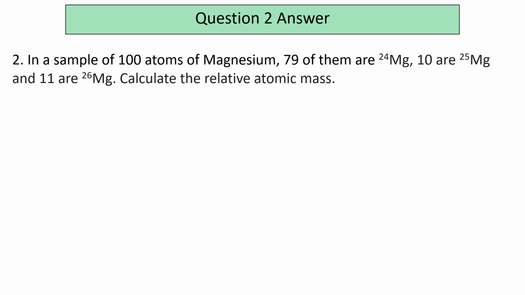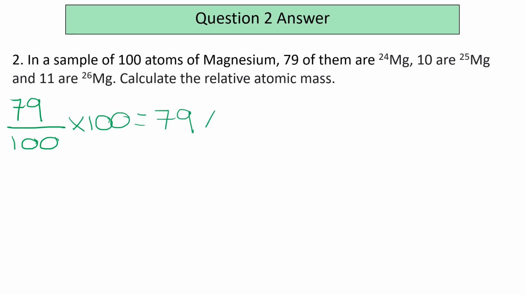Question 2 is phrased a little bit differently. It says, in a sample of 100 atoms, 79 of them exist as one type of isotope. So we need to work out its percentage abundance. So what it's saying is that out of 100 atoms, 79 of them exist as one type of magnesium. So 79 out of 100 as a percentage, we simply can work it out like this, and we get 79%.